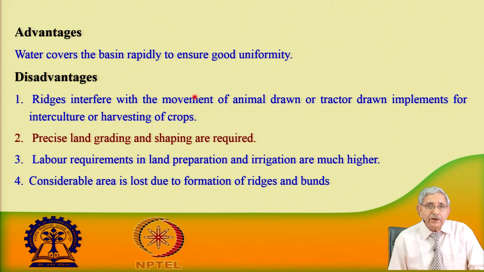There are some disadvantages. These ridges interfere with the movement of equipment when interculture or harvesting operation is done, and it requires land grading and shaping of the land, which is an essential requirement to apply uniform depth of water in each smaller unit area. Labor requirement is high for making these ridges if made manually, and considerable area is lost due to formation of ridges and bunds.